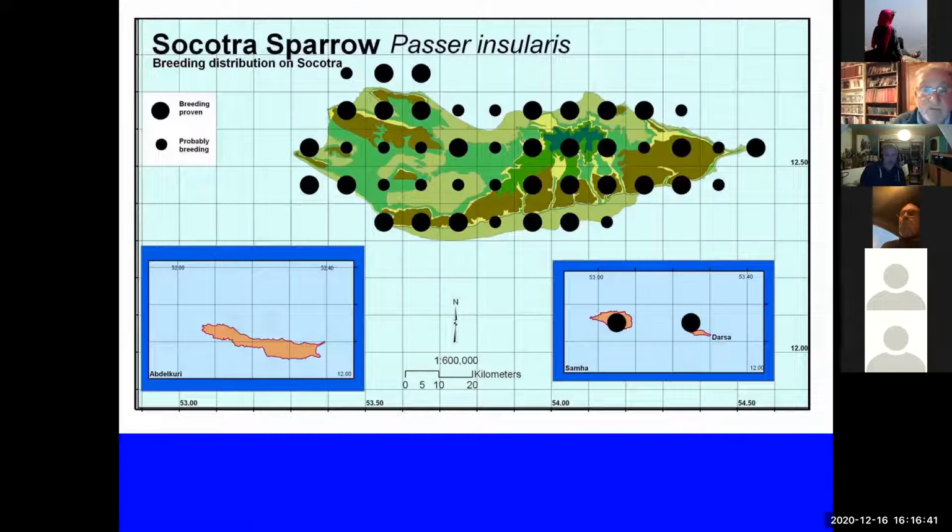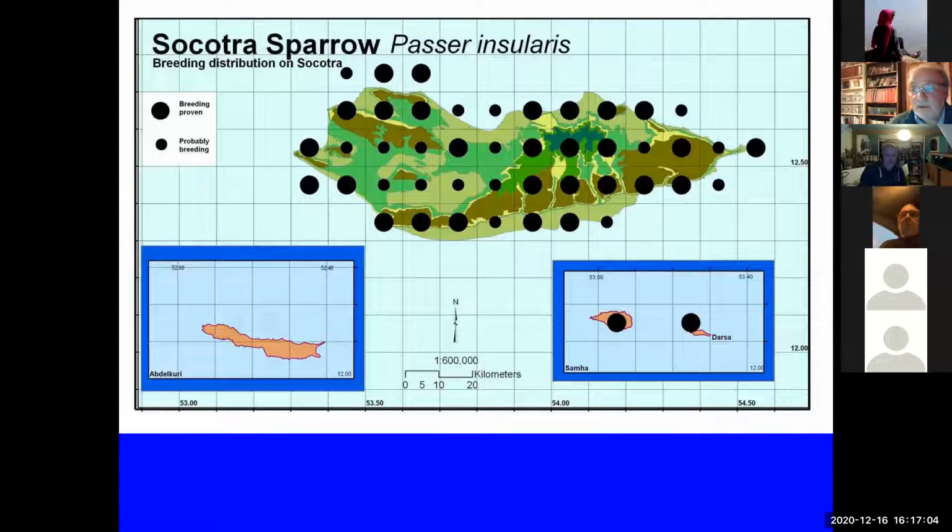And this is the one for the Socotra sparrow. You can see the big dots means where breeding was proven, and the small dots where probably breeding. So a good widespread distribution over widespread habitats. Also breeding on 2 of the outlying islands of Sama and Dasa.